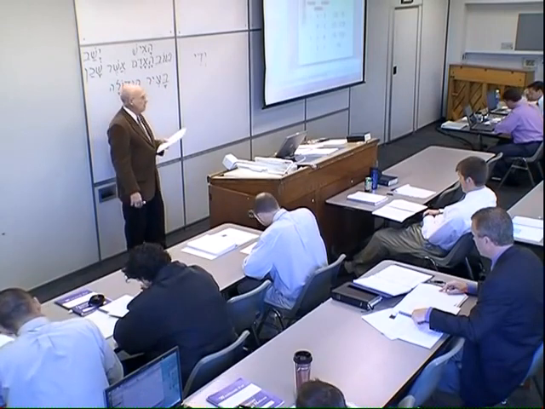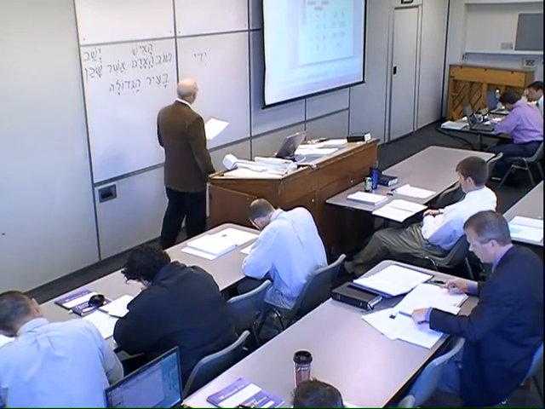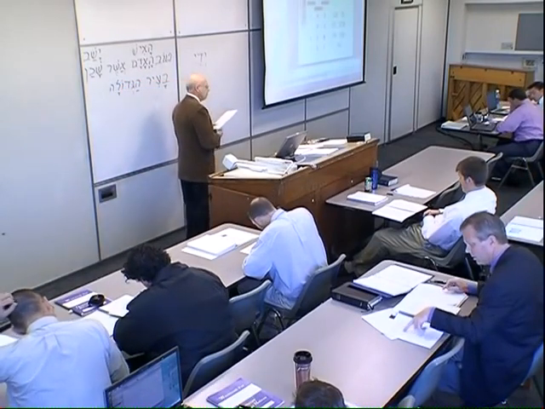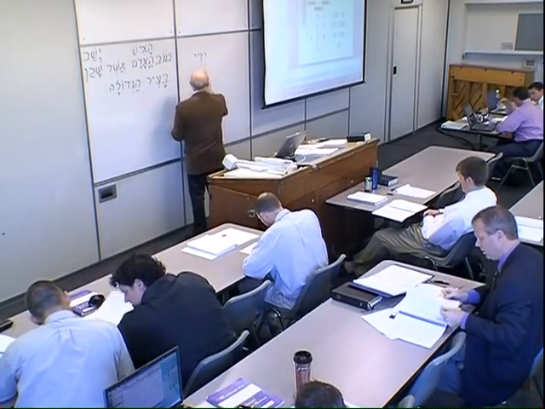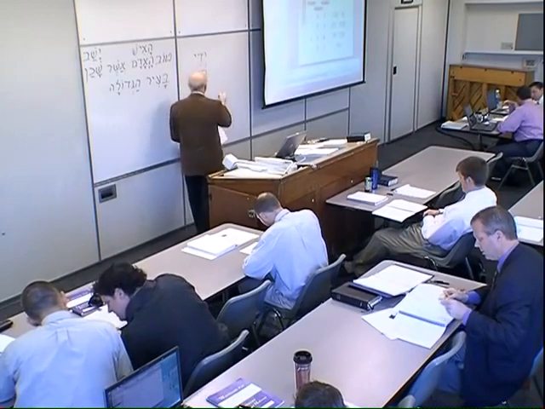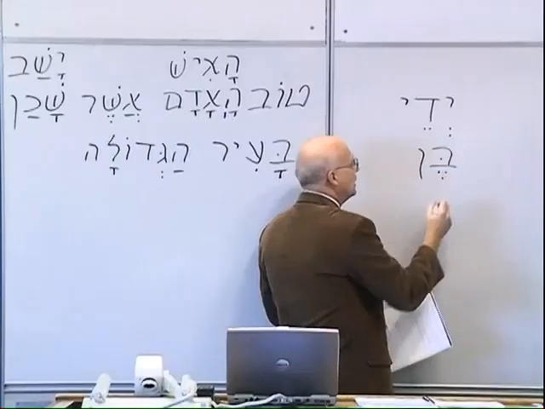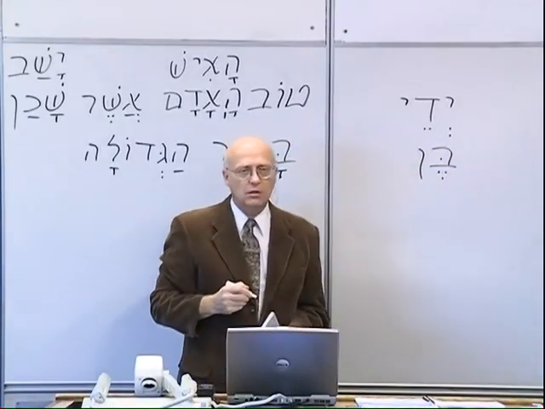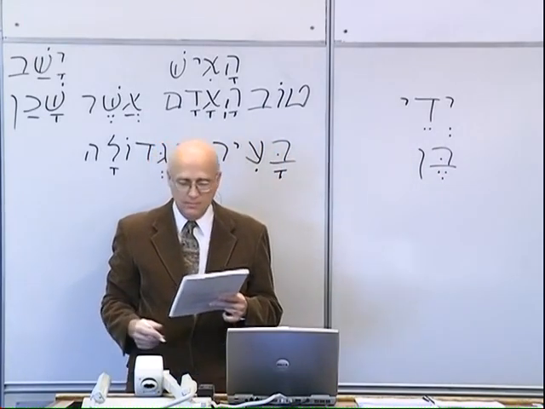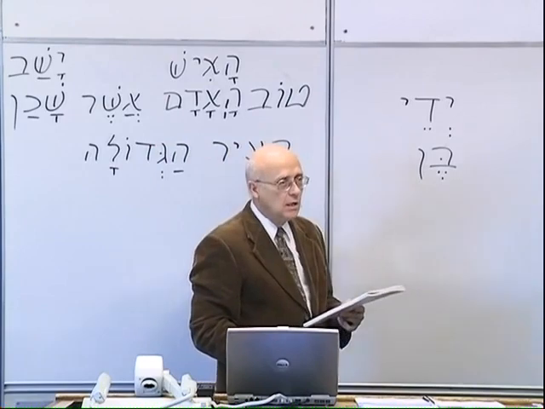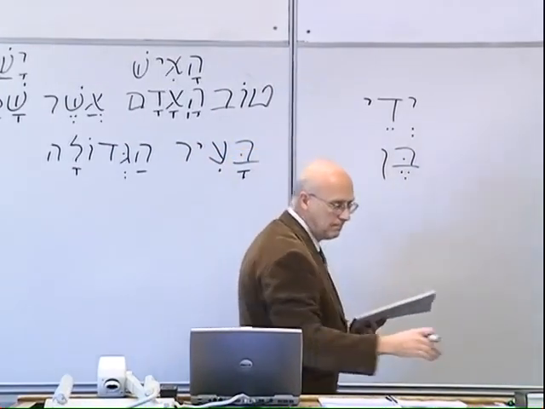Okay? Number 4. George? It's Ben. Ben. The tsere becomes a segol. Ben. All right? Number 5, Jan.